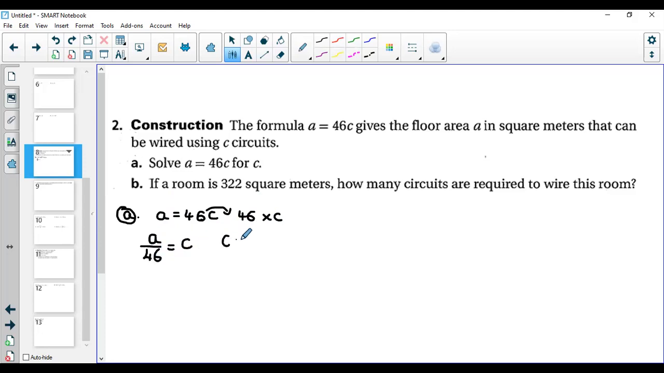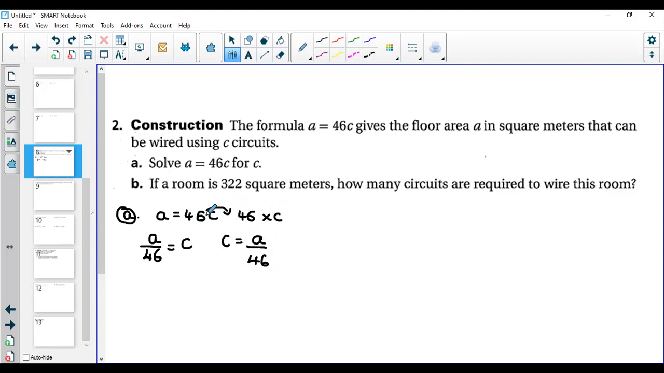So you can write your equation as C equals A over 46. It's the same. Even if you don't write it like this, it's okay. But as I told you, I have a habit of always keeping the question variable in front. They asked for C, so I keep it in front. That's why I wrote it this way.